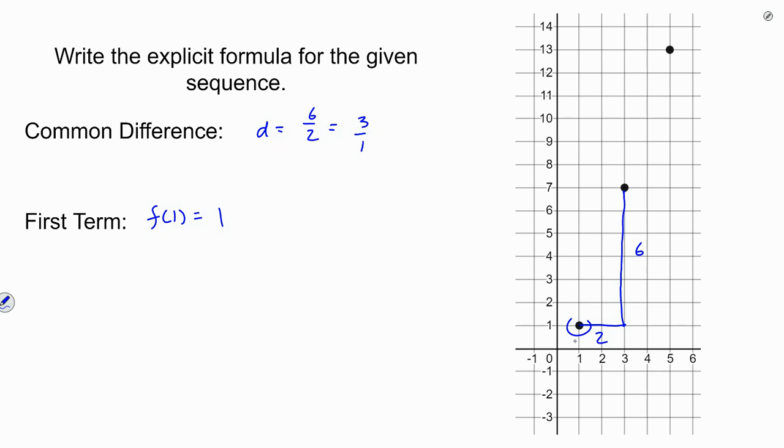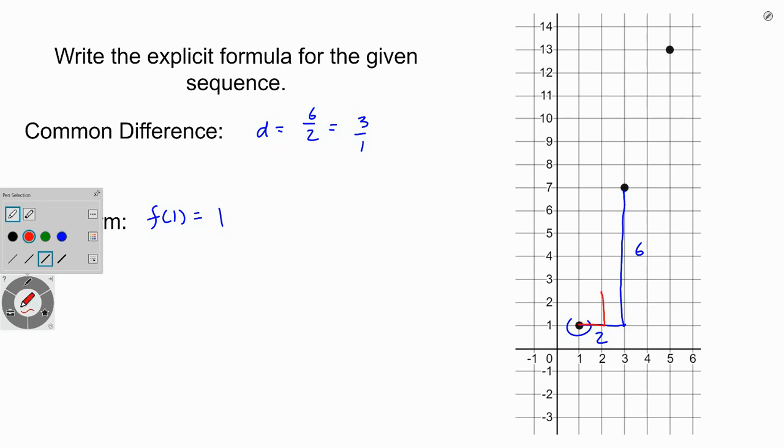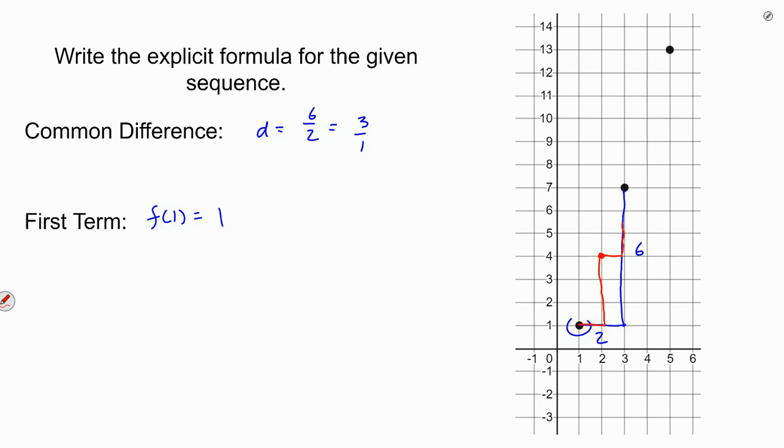So let's see if that works. With my common difference of 3, I'm going to draw that in my pattern. I'm going to go over 1 and up 1, 2, 3. Does that split the difference? Over 1, up 1, 2, 3. It does. So I'm just going to do a little comparison here. Instead of going up by 6 for every 2, I'm going to go up 3 for every 1. I'm just doing a little simplifying.